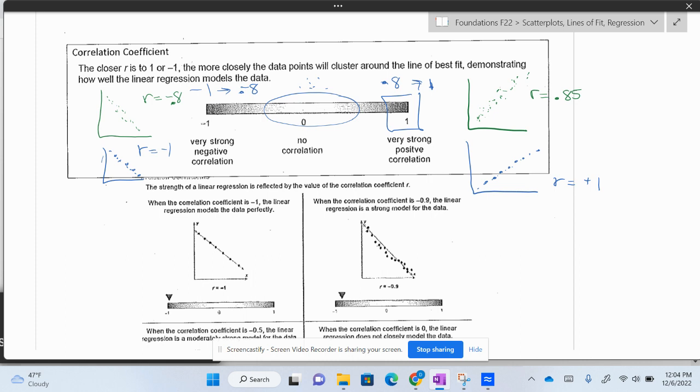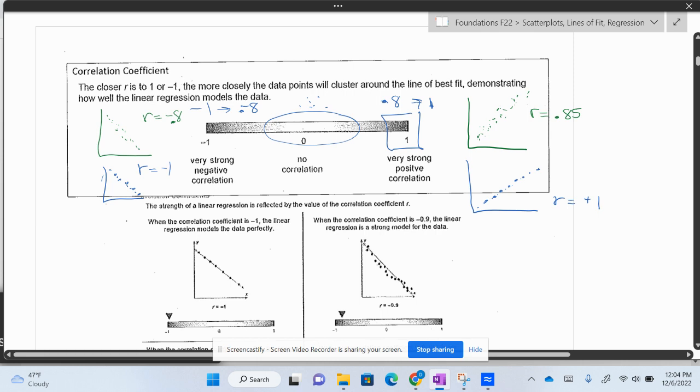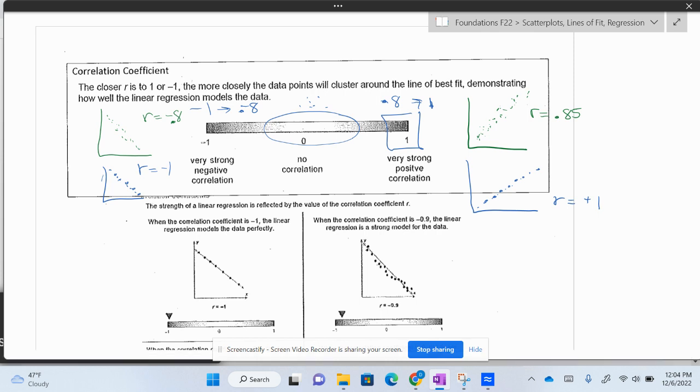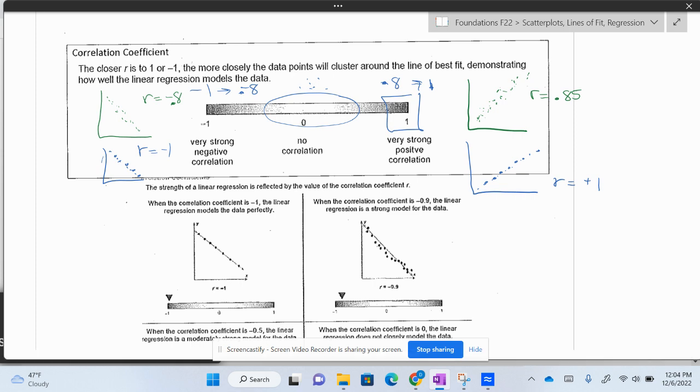Okay. All right. So, sorry. We're going to talk about regression, and we're going to do a whole lesson on regression, not today. But the stronger that your R is, whether it's positive or negative, it doesn't matter, the stronger your correlation coefficient, the better you can predict your data. And here's what I mean by that. Do you see that this example right here has a correlation coefficient of -1?